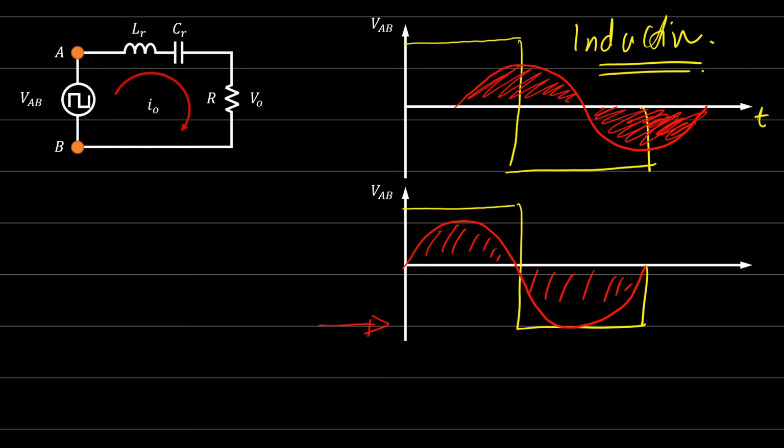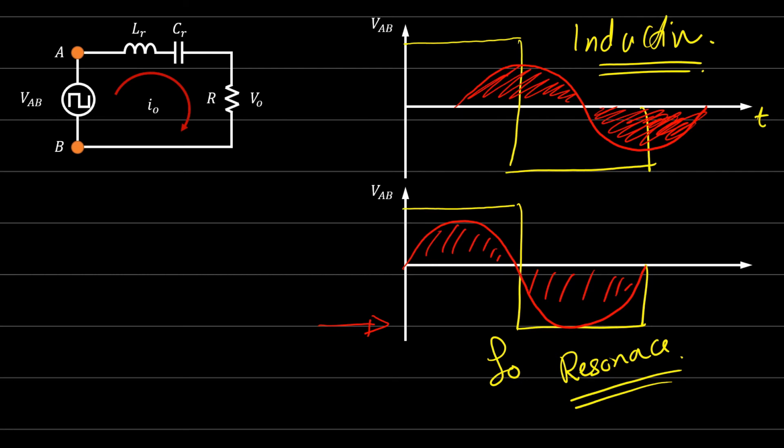But if we have two passive elements, capacitor, inductor, and resistor, this is a resonant circuit and the output is operating at resonance. Okay, and we expect that we are operating at the maximum power, at the maximum current. So this is a good point here.